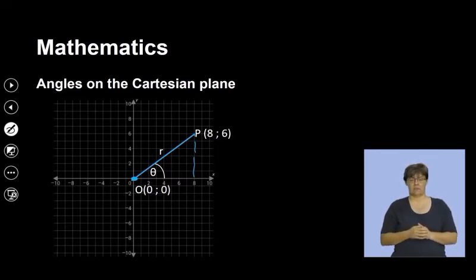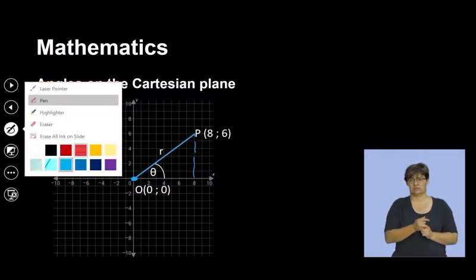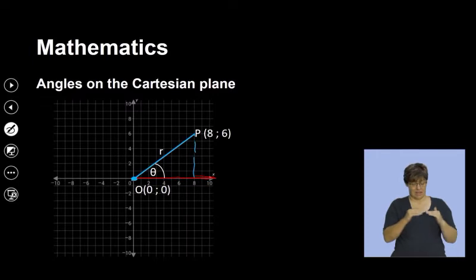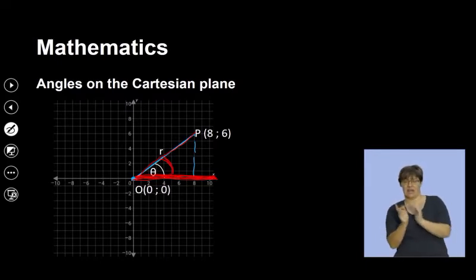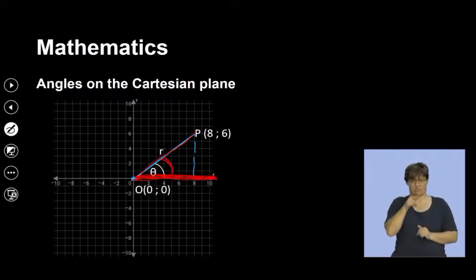So for me to measure the angle theta, let me use a different color here. It is between the point of origin, which is this horizontal line of the x-axis, and this line that I have here. And this angle here will then be the angle theta. So that's what we are talking about when we talk about the angle theta.